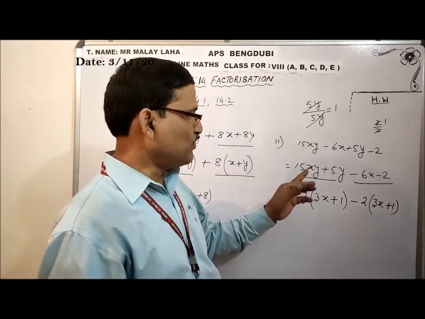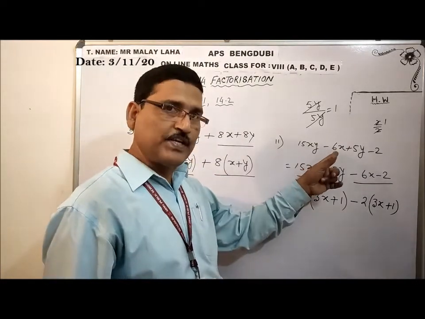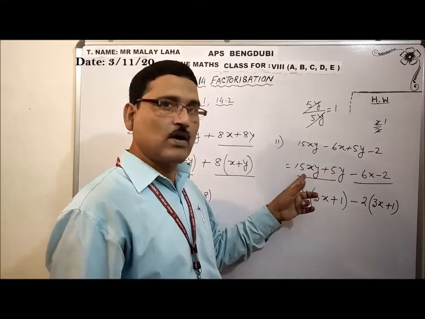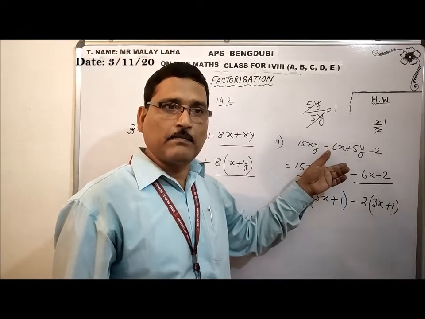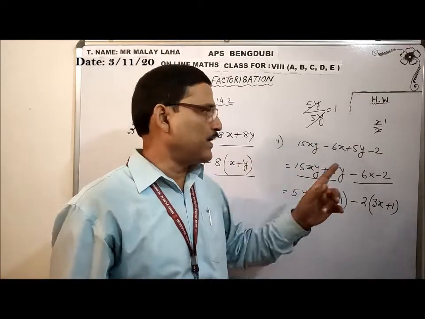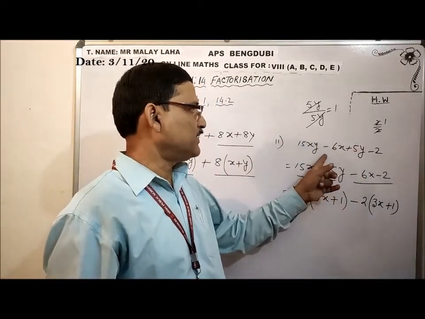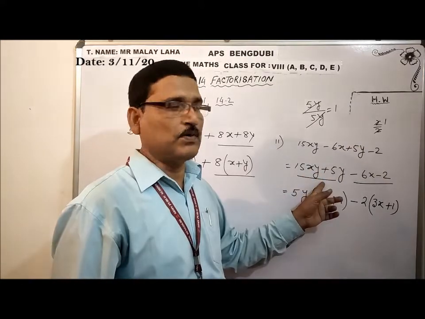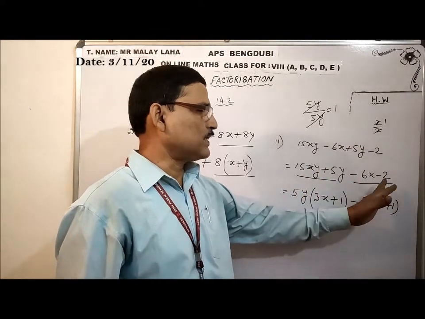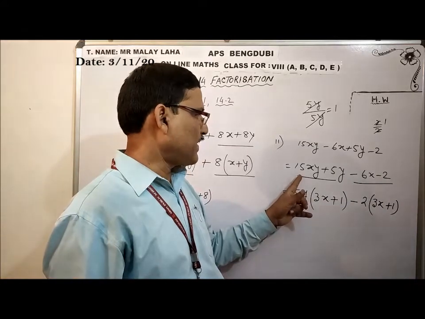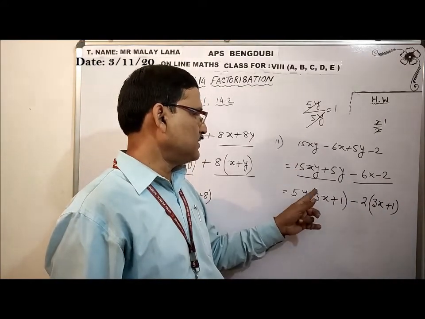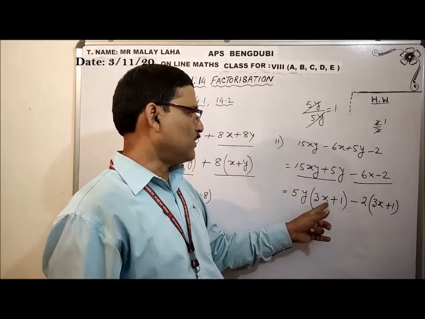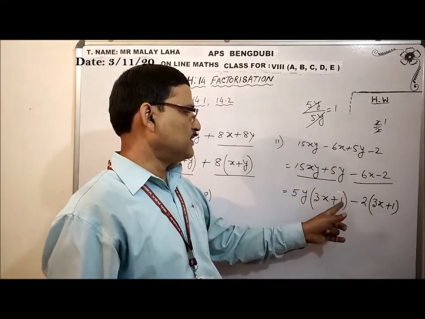Have you understood? I am telling you again. We have to rearrange the terms for taking common factor. If I do not rearrange, it can be done, but it will be a little difficult. Okay, I have just shifted the 5y here so that I can easily take common. And 6x plus minus 2 is another group. So now if I take 5y common, 15 divided by 5 is 3, y is out, x is left out. 5y divided by 5y is 1.